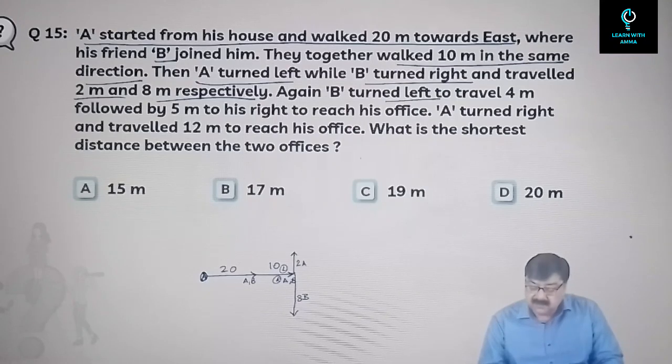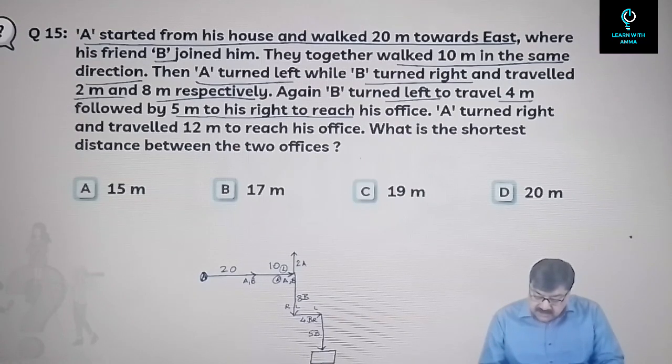Again B turned left to travel 4 meters. So this is left and this is right. So turning left by another 4 meters. Who's traveling? B is traveling. Followed by 5 meters to his right. So this is left, this is right. So 5 meters is the distance covered by B to reach his office. So this is office of B.